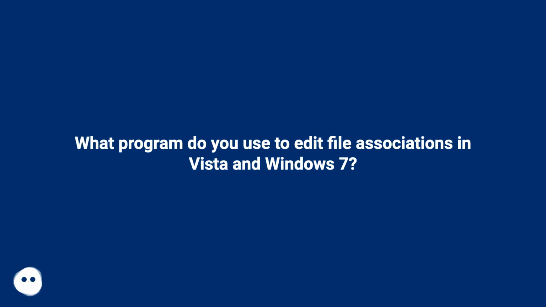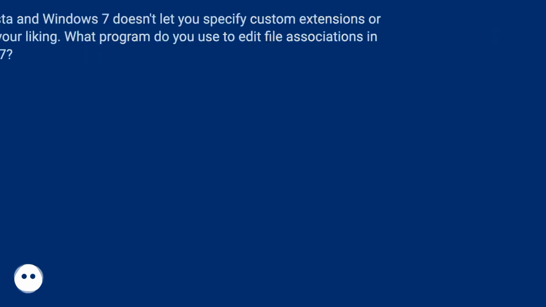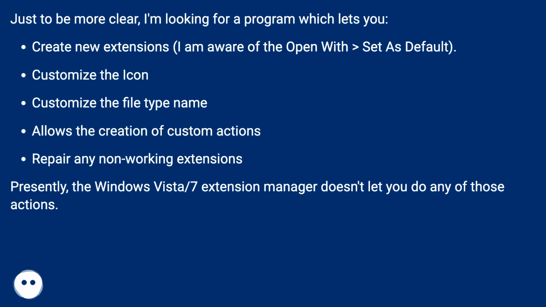What program do you use to edit file associations in Vista and Windows 7? We all know that Vista and Windows 7 doesn't let you specify custom extensions or customize them to your liking. Edit: Just to be more clear, I'm looking for a program which lets you create new extensions.